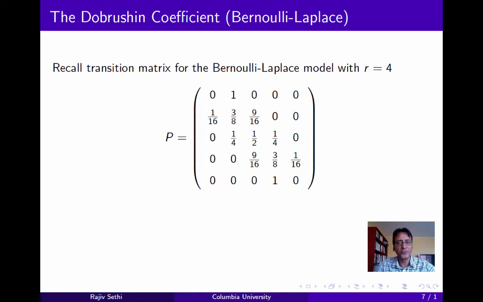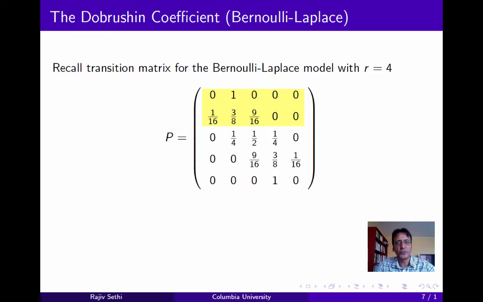So let's go back to the Bernoulli-Laplace model with r equal to 4, and you can verify that the transition matrix is as shown in the slide. If you're at a boundary state, you leave it with probability 1, otherwise you can move up or down one step, or you can remain where you are. Now let's think about how we'll compute alpha of P, or the Dobrushin coefficient for this matrix.